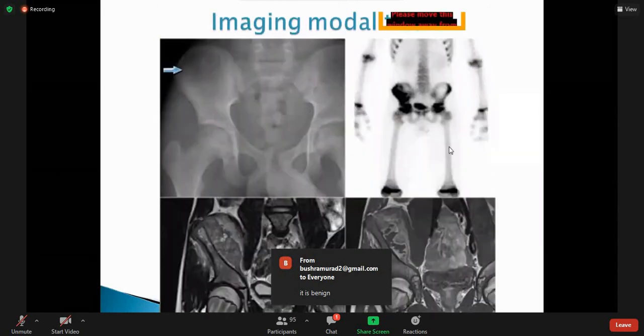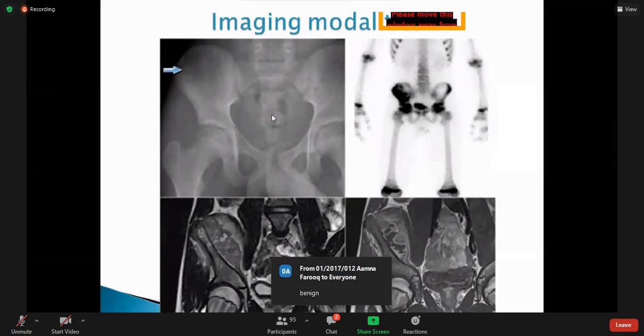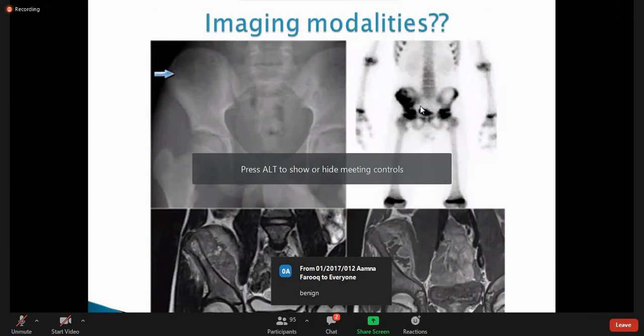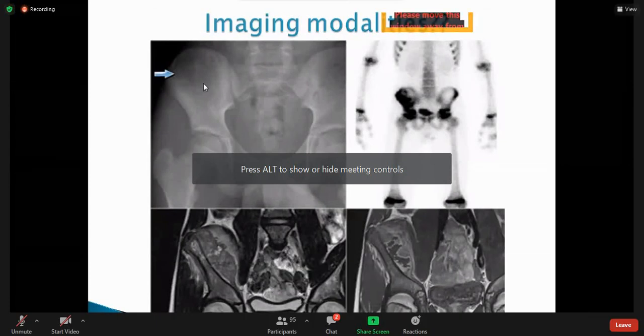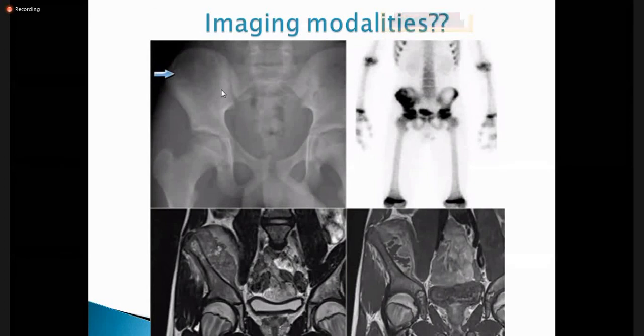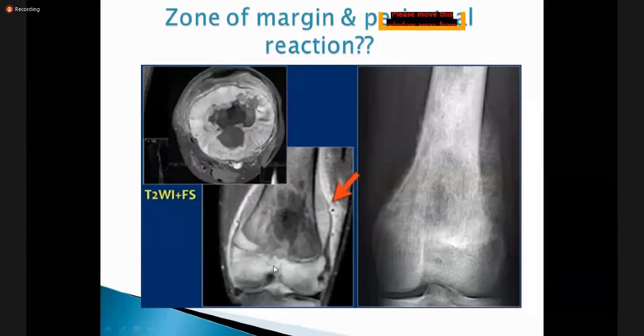Then these are multiple imaging modalities. This is the X-ray. This is the skeletal scintigraphy. These are the MRI images that show subtle abnormalities when we compare both iliac bones. But on the skeletal scintigraphy, there is marked tracer uptake, and on the MRI, we see abnormal signals with a soft tissue component.